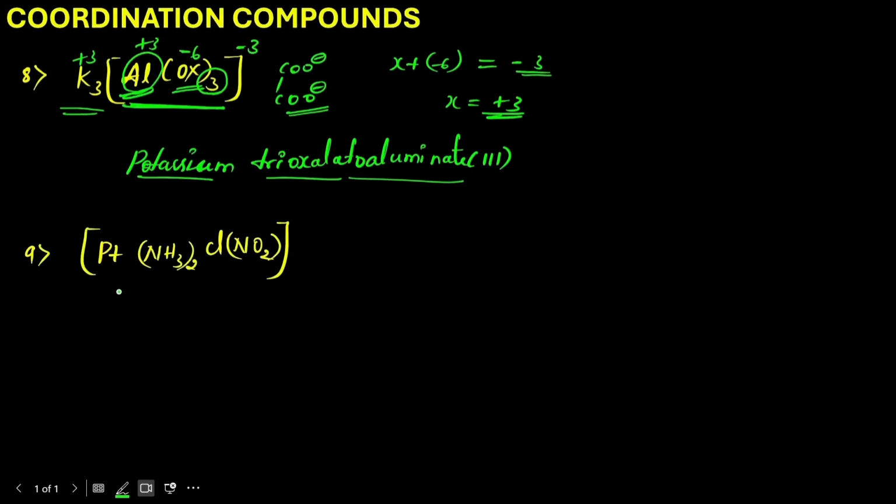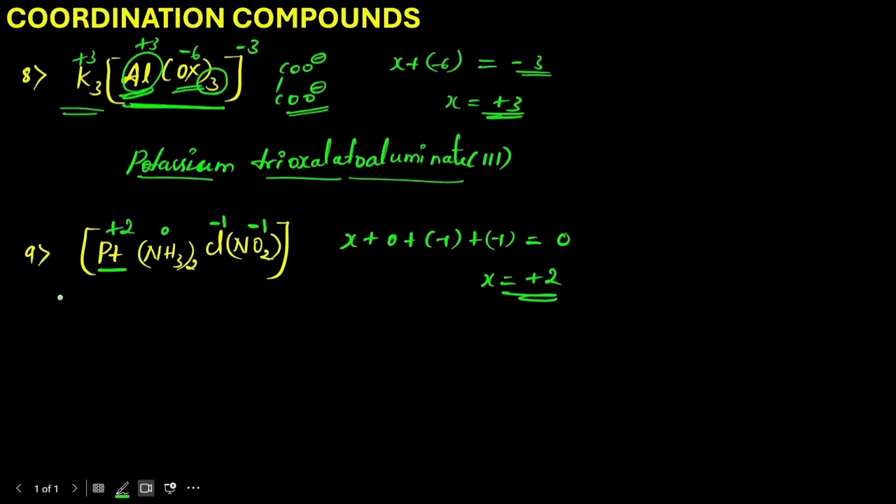Coming to the next example. Here the charge on the ammine ligand is 0. And here the charge on Cl is minus 1. The charge on NO2 is minus 1. Okay. Now, we will calculate the oxidation number of platinum, that is X plus 0, minus 1, again minus 1 should be equal to 0. Therefore, X is equal to +2. Okay, here the oxidation number of platinum is +2.